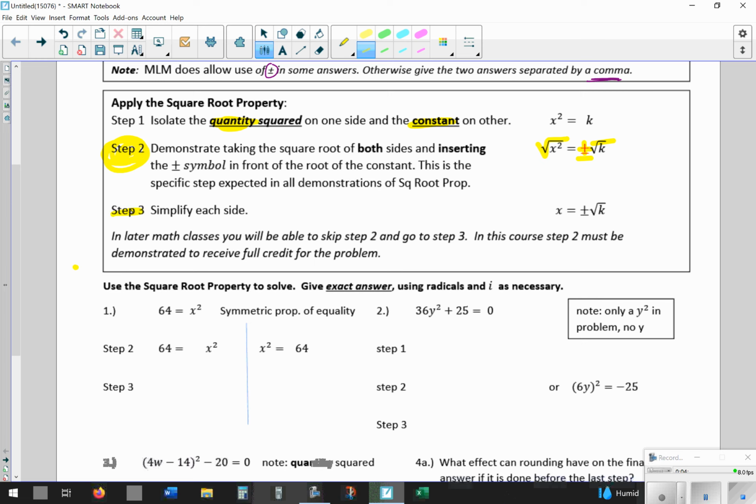Now, when you move on to classes beyond this one, upper level, those of you who are taking, let me think, not trig, but pre-calculus, you're going to be able to skip step 2 and go right to the application. Remember, in this class, this is where I am introducing or reintroducing the concept and teaching it, and I want to see it fully worked out.